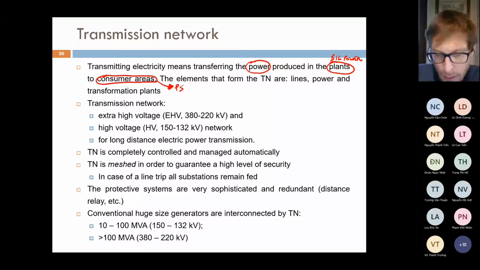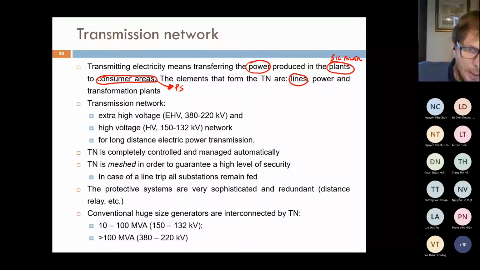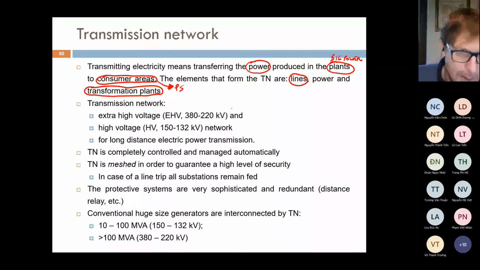And in terms of copper and iron, the main parts of the transmission network are basically two, okay? Lines and transformation plants. So the two main elements of the transmission network are lines and transformers, or transformation plants. Based on the voltage level, you can distinguish between extra high voltage and high voltage. Those numbers here are for the Italian case. Probably in Vietnam you could have different numbers, but normally transmission networks do not have a single voltage level, but at least 2 or even 3 voltage levels, okay, so more than 1 voltage level.